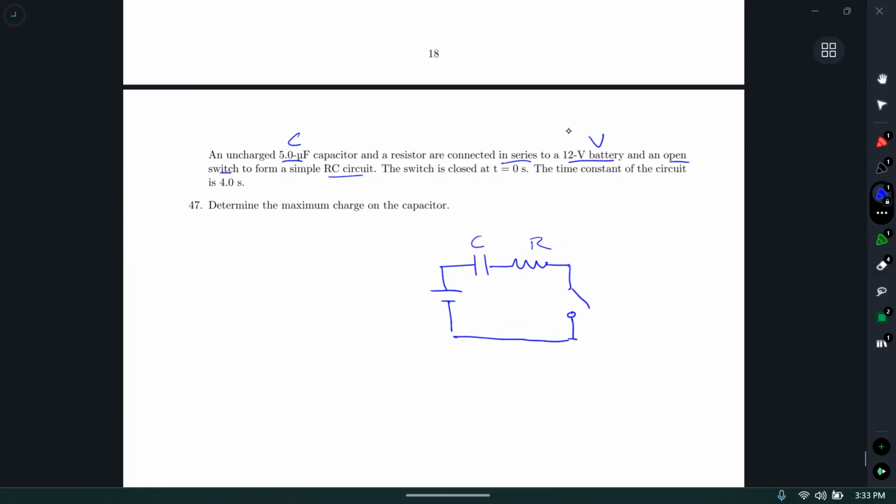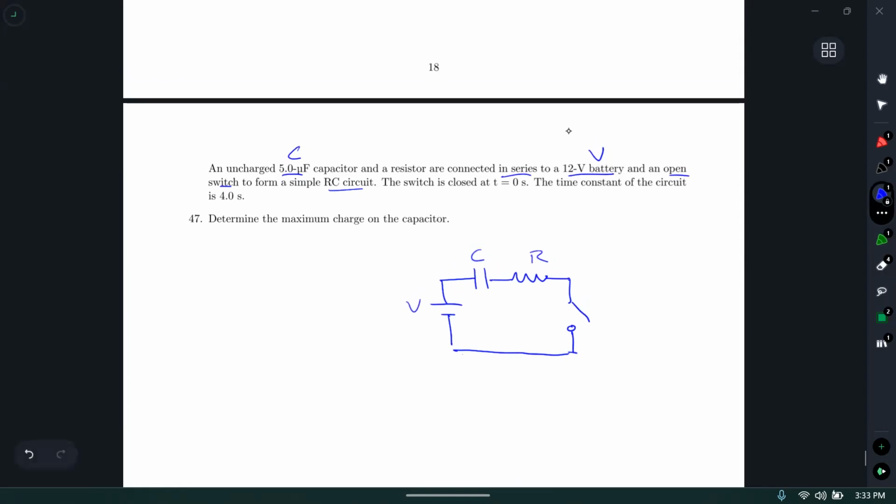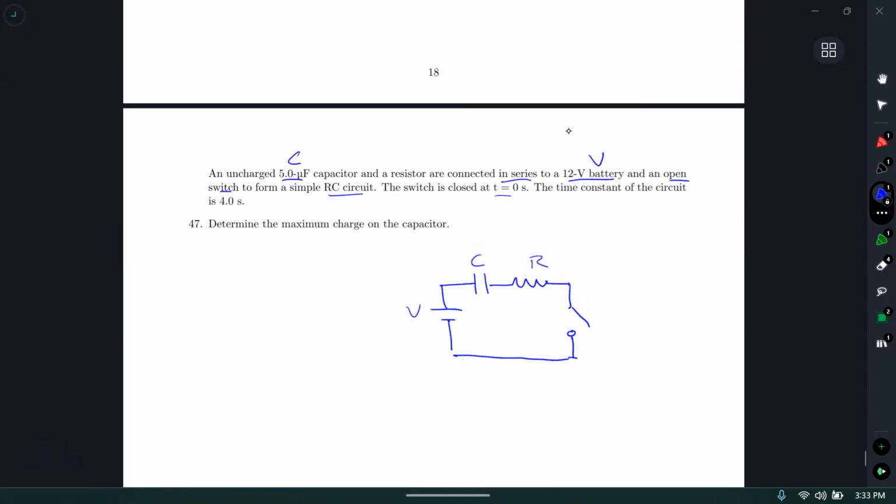But it has a certain capacitance, certain resistance, has a switch, and then has a certain voltage. We close the switch at 0 seconds. The time constant is 4 seconds. So time constant, that's a thing labeled tau. We know it is resistance multiplied by capacitance.